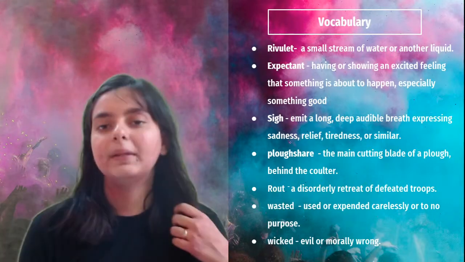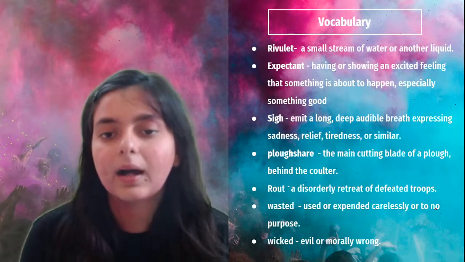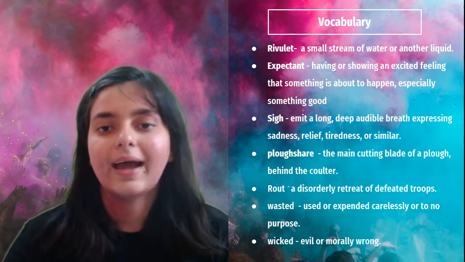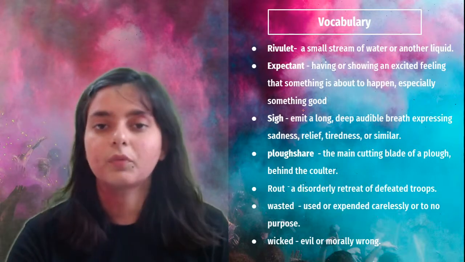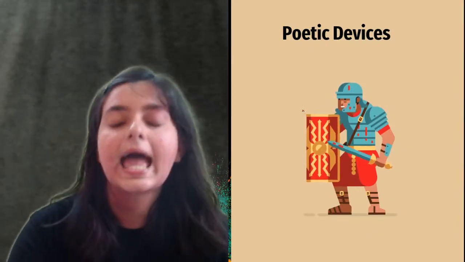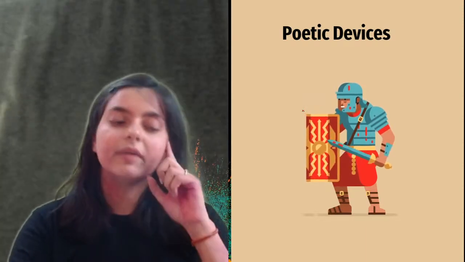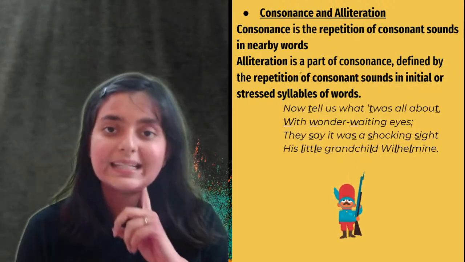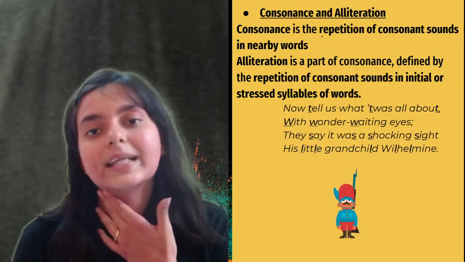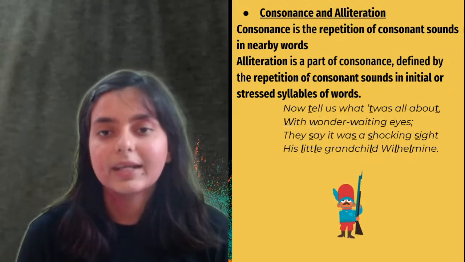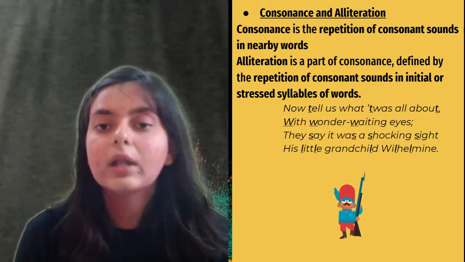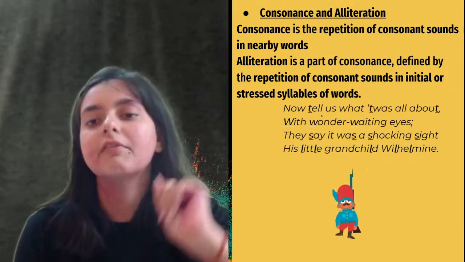So this is the vocabulary part, guys. You can take a look at the vocabulary. I'm sure you would be benefiting from this. And last and final, before moving ahead with the questions, let's talk a little bit about the poetic devices. So first of all, consonance and alliteration. Alliteration is a part of consonance. Alliteration is basically the repetition of a consonant sound, but it should happen at the beginning of the syllable.